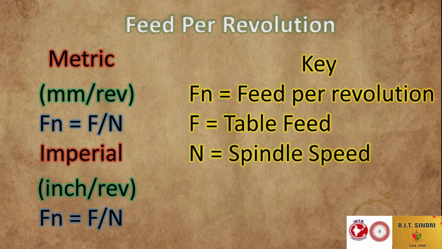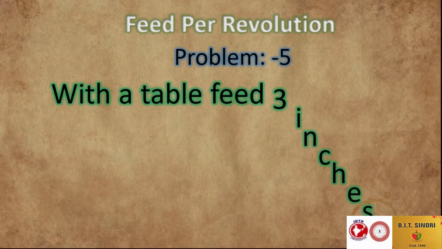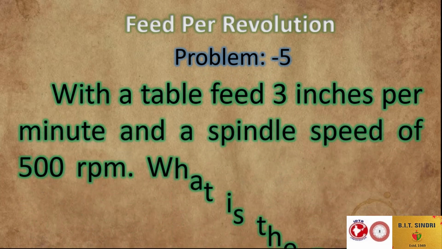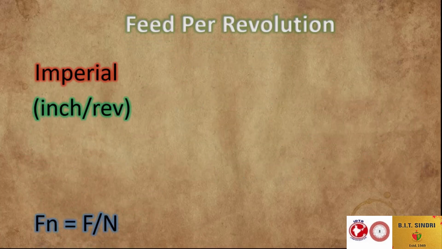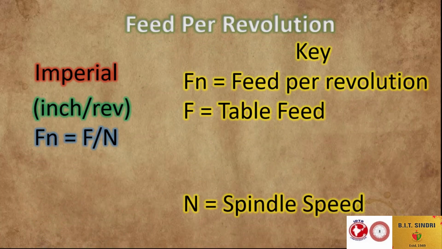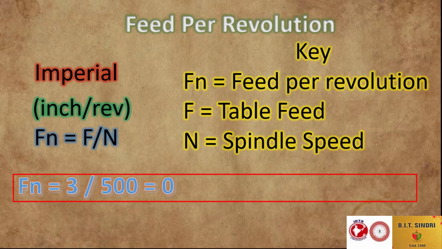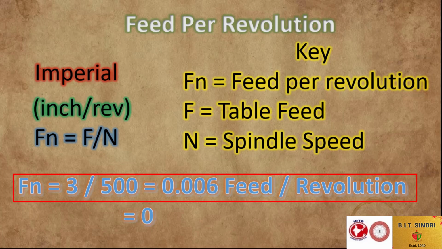Okay, so we need to find the feed per revolution, so we need to find Fn. Let us do this one in Imperial. My next problem is given there. With a table feed of 3 inches per minute and a spindle speed of 500 revolutions per minute, what is the feed per revolution? So let us say our table feed is 3 inch per minute and we use the spindle speed of 500 revolutions per minute. So 3 divided by 500 equals 0.006 of an inch, and that is per revolution.